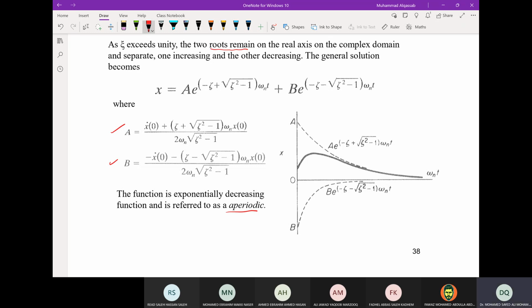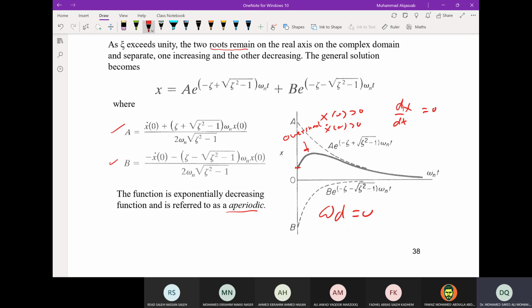We don't substitute in omega d. So just take omega d as 0. This is a typical response again with x at 0 greater than 0, x dot at 0 also greater than 0, and there is overshoot. At overshoot, you know that dx by dt equals 0.